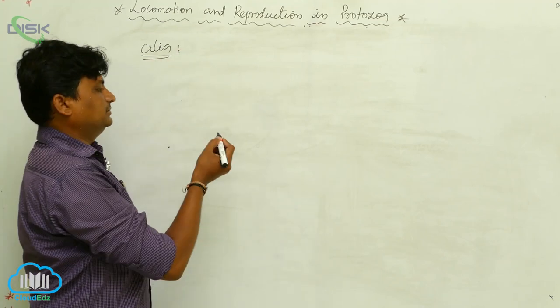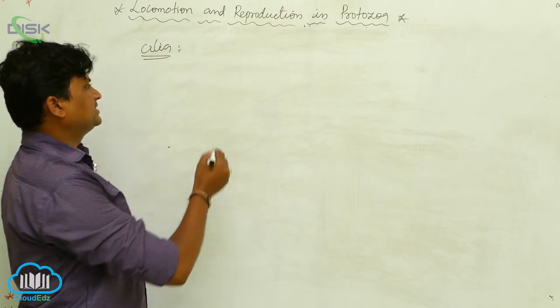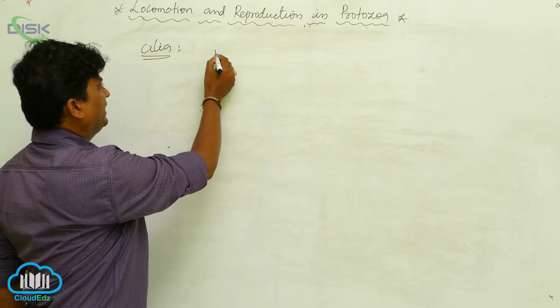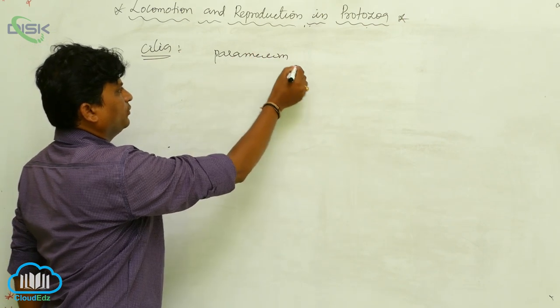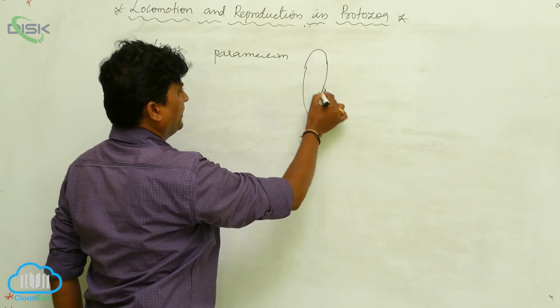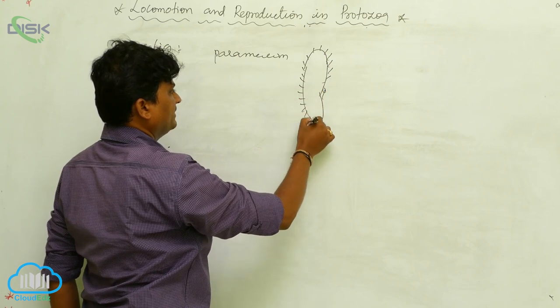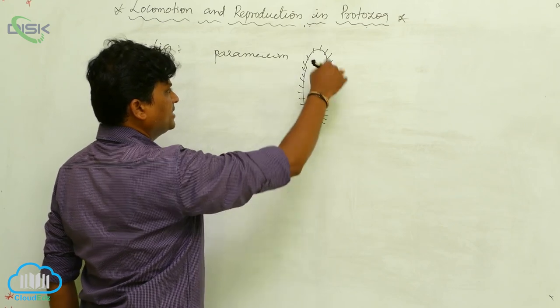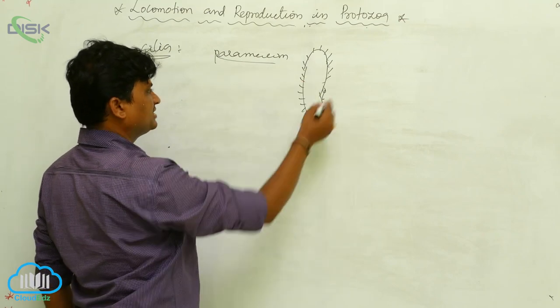The cilia are formed in various parts of the area. For example, take Paramecium. The orientation is such that the complete body is covered, which may be called holotrichous. The entire body of the Paramecium possesses a number of cilia.